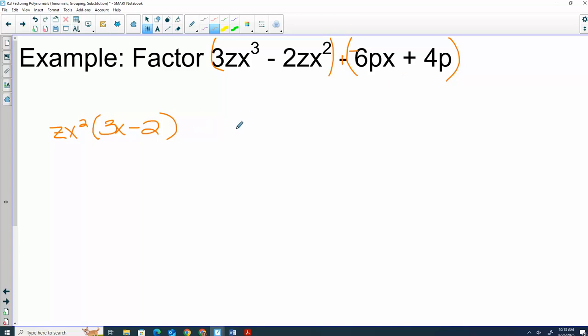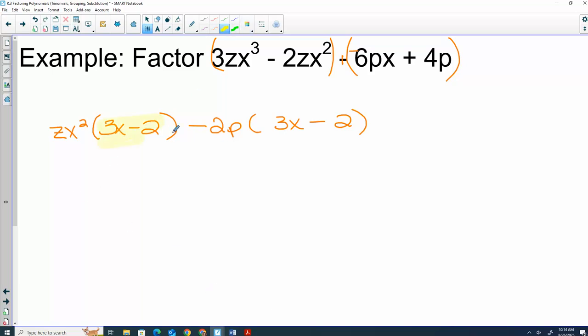Okay, I heard 2p and I heard negative 2p. So let's see. If you take out a 2p, you're left with negative 3x plus 2. Do my parentheses match? No, they're off by a sign. So what we're going to do instead is take out the negative 2. You take out negative, that term becomes positive, and this one becomes negative. And now my parentheses match.